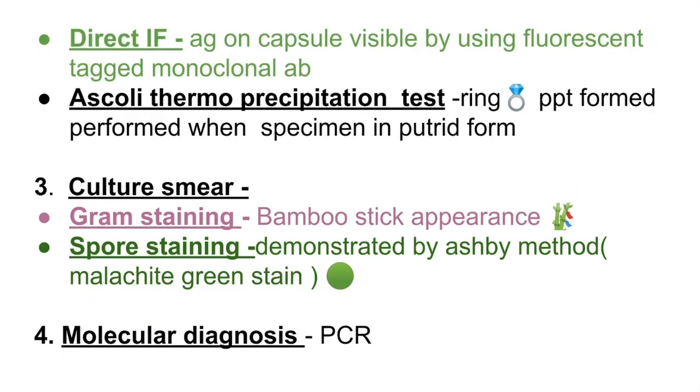Coming to another method, which is by direct immunofluorescence. So on the capsule of Bacillus anthracis, there will be antigens present. So antigens, when exposed to antibodies, they attach to each other. Instead of using normal antibodies, we use fluorescent type monoclonal antibodies. So when these get attached to the antigens, we can see them under direct IF method. Another method is Ascoli thermoprecipitation test. Ring precipitate is formed when specimen is in putrid form.